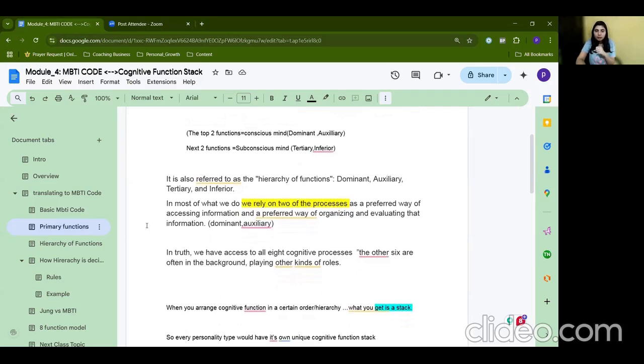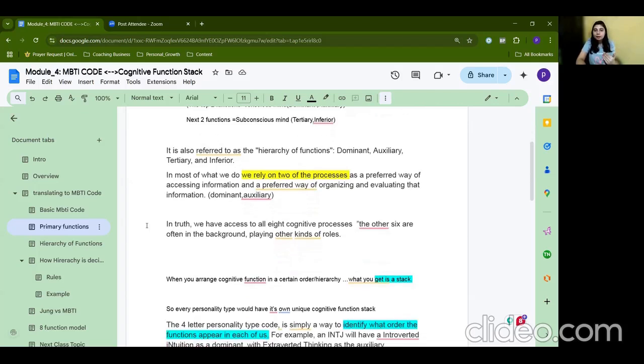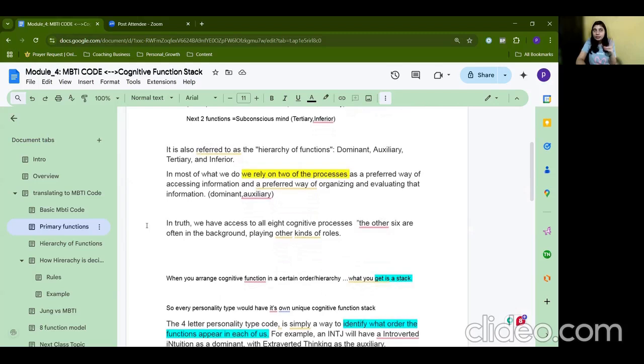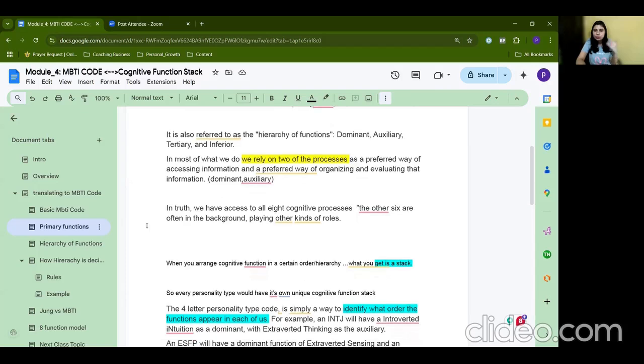Now, in most cases, whatever we do, we always rely on two of the processes as a preferred way of accessing information and a preferred way of organizing and evaluating that information. That's your dominant and auxiliary. We have 8 psychological types that we looked into in the previous class. We have all of them within us, but we prefer to use only 4 in our lifetime, and 2 of them make up 90% of your personality. I'll discuss more on it in a bit.